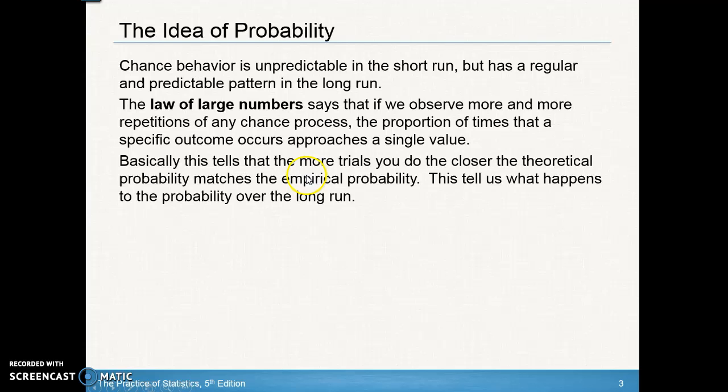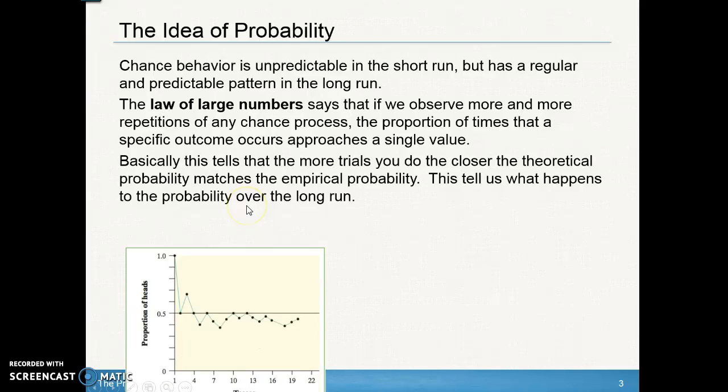So basically what this tells us is the more trials you do, the closer the theoretical probability matches the empirical probability. Empirical probability is you actually sitting there and flipping the coin. So when you actually sit there and flip the coin many times, hopefully the probability of you getting heads and tails is going to end up being 50-50 rather than if you do it 10 times. So the law of large numbers tells us what happens to the probability over the long run.